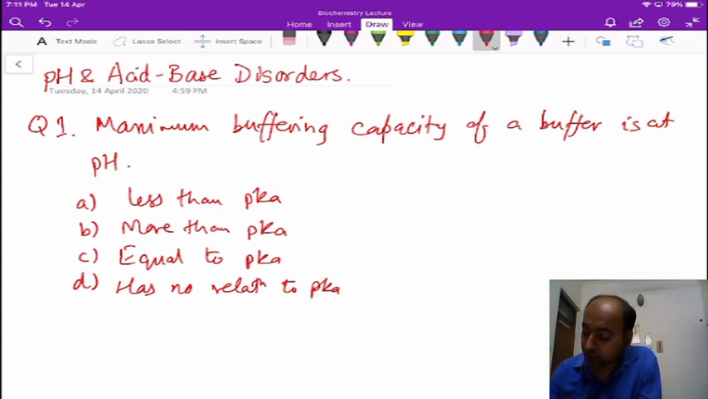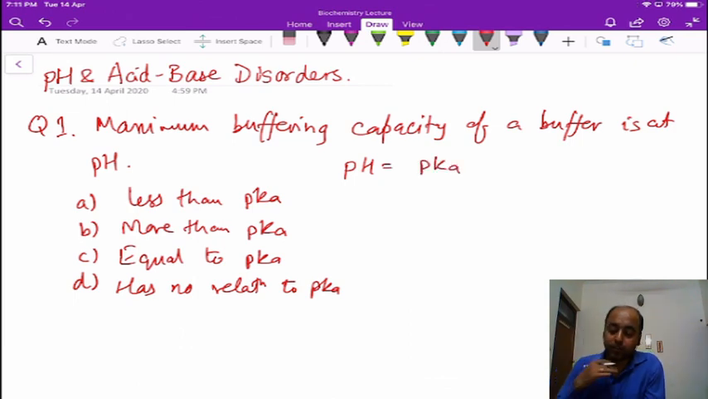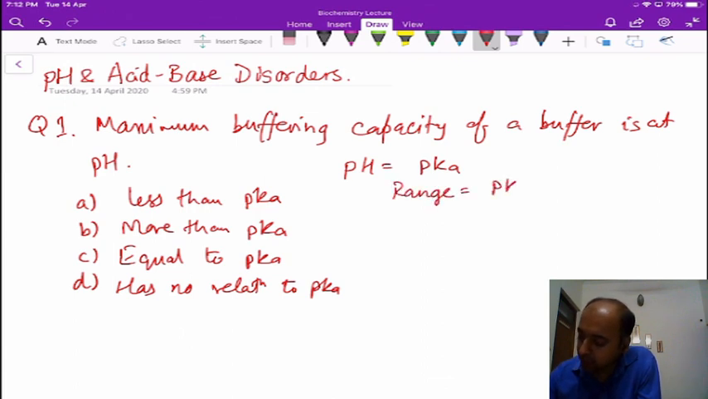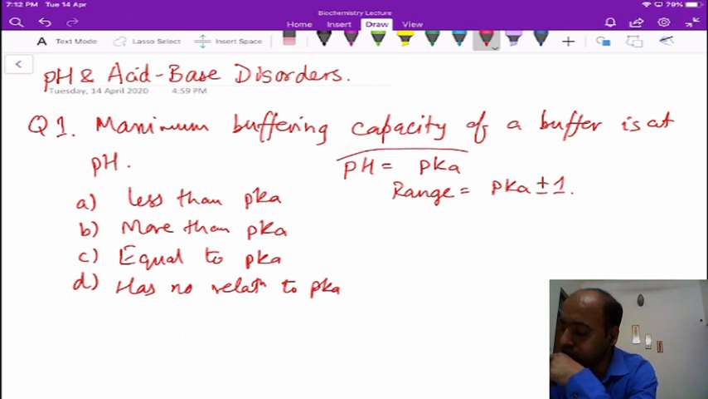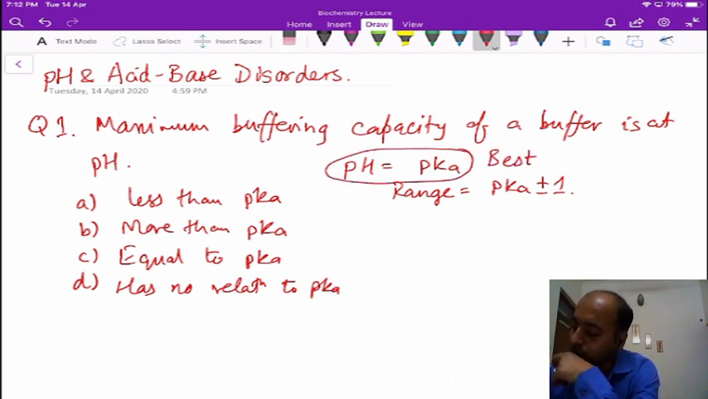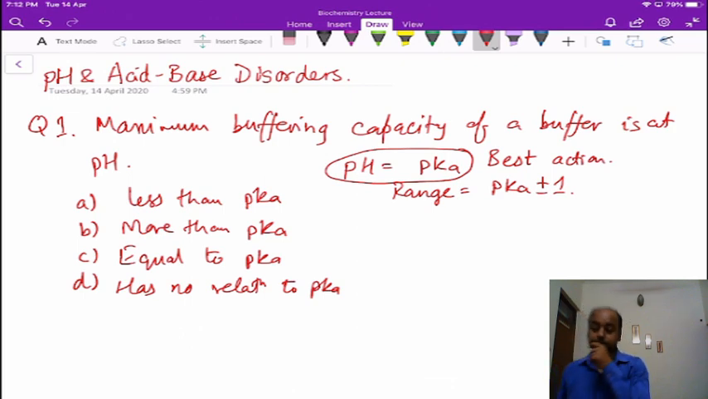So remember we had said when the pH is equal to pK we will have the best buffering action, although the range of action can be pK plus minus 1. When pH is equal to pK, this is the value at which we will have the best action.